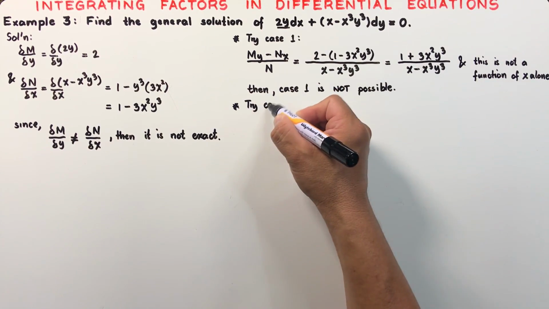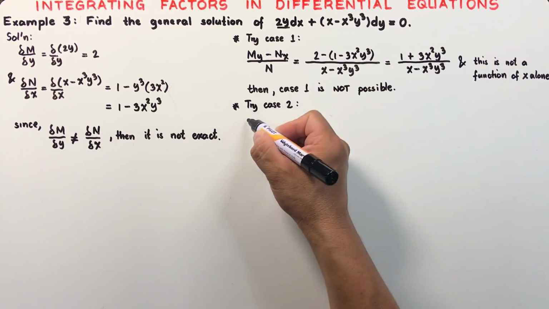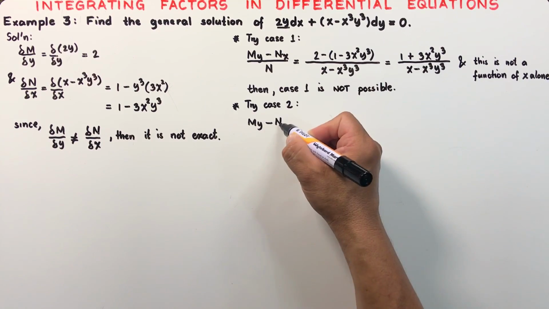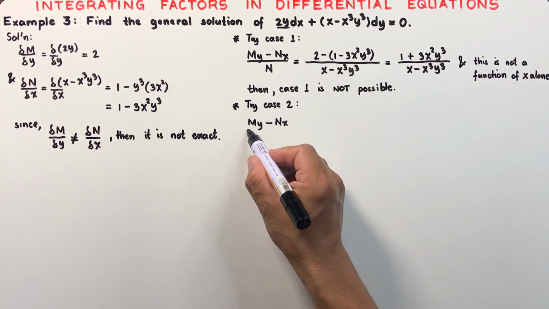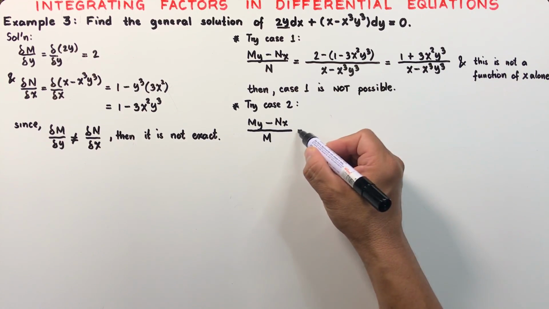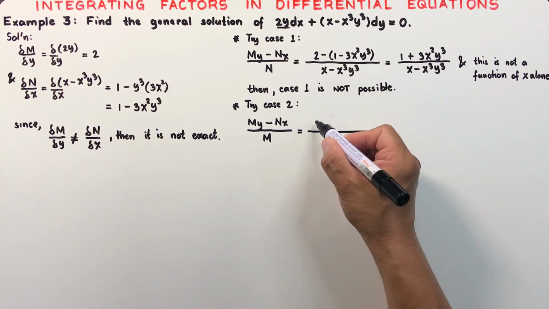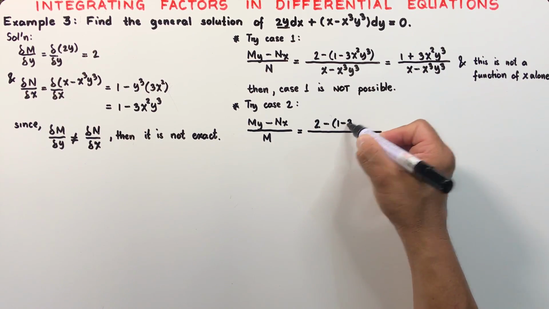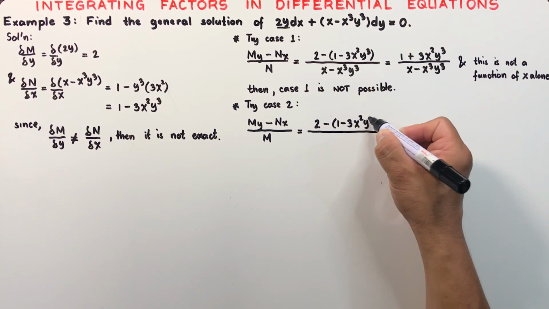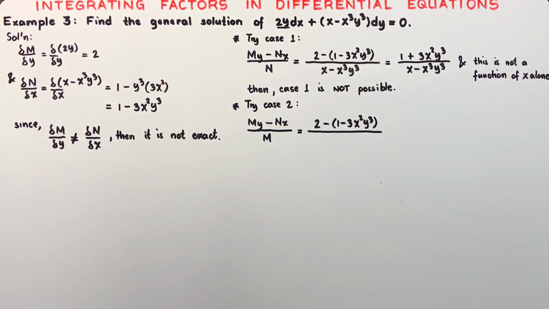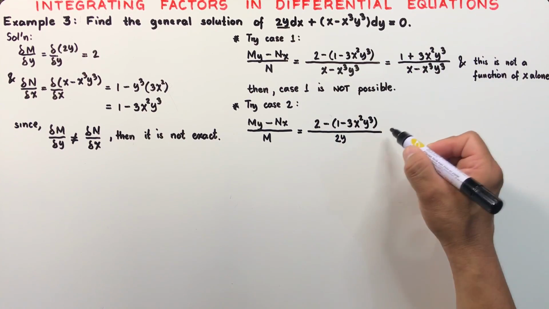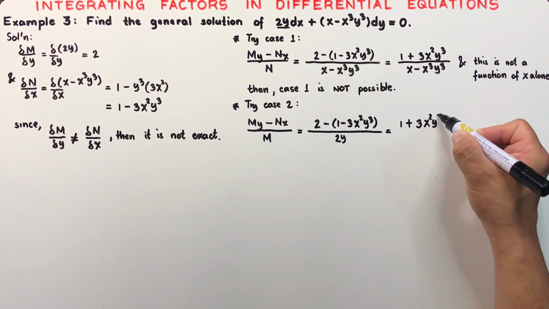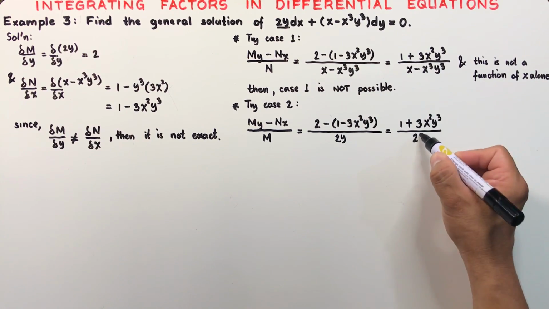So try case number 2 by solving the partial derivative of M with respect to y minus the partial derivative of N with respect to x, divided by M. And we know that our M is 2y, and the partial derivative of N with respect to x is this, 1 minus 3x squared y cubed, but this will be divided by our M, which is 2y. So we have 1 plus 3x squared y cubed, and this will be divided by 2y.